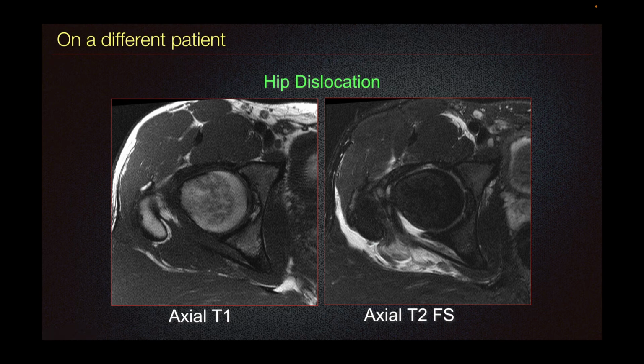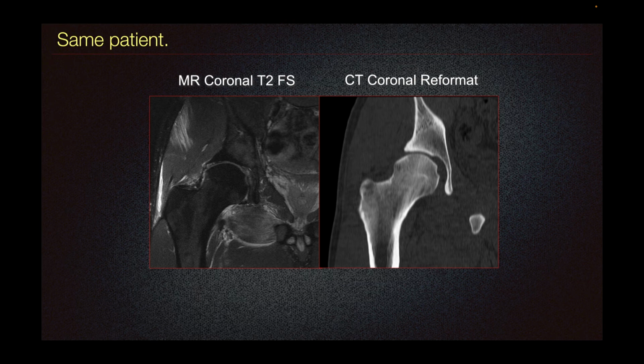body or displaced labrum. This is the same patient, just demonstrating edema again surrounding the right hip joint and some tearing of the superior labrum, and also affected ligamentum teres. The CT coronal reformat of the same patient demonstrates symmetric hip joint space after reduction, consistent with concentric reduction.